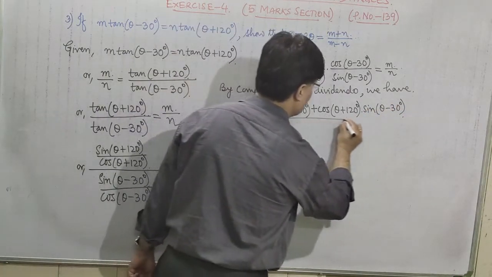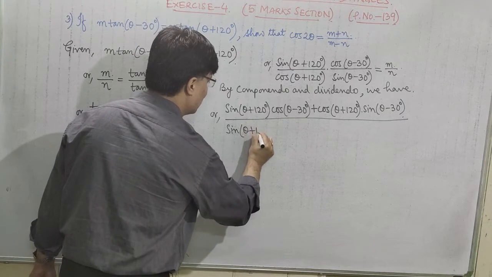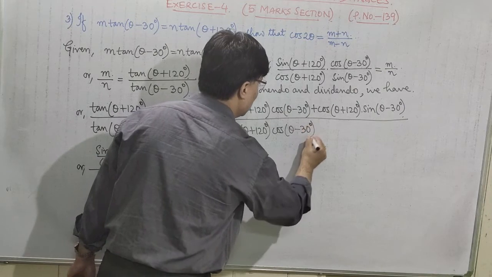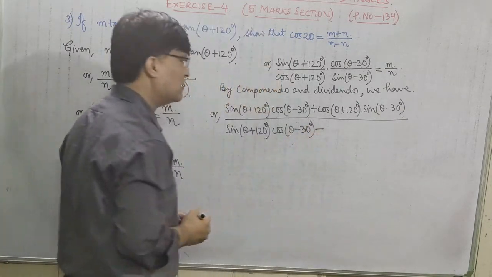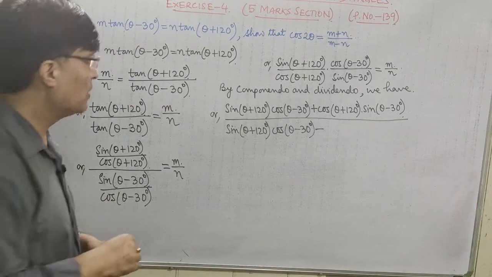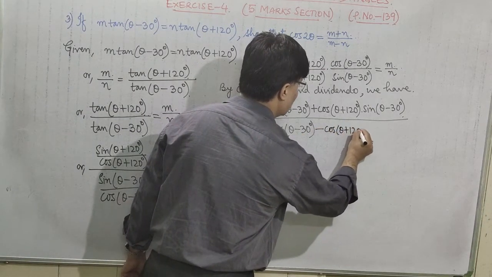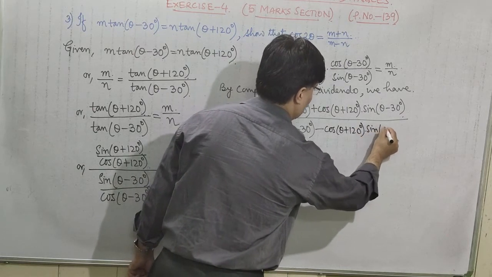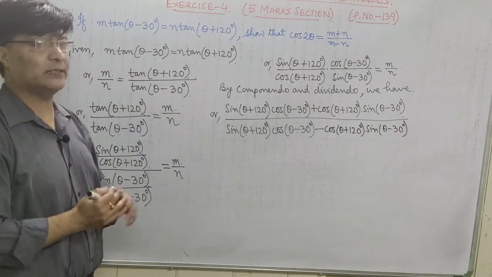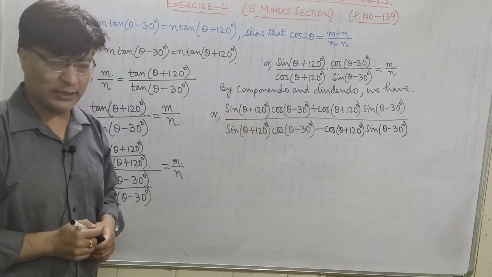This whole divided by numerator, that is sine theta plus 120 degree cos theta minus 30 degree, then minus, what do we write now? Minus, you have to write down the denominator. So what is the denominator in this case? It is cos theta plus 120 degree into sine theta minus 30 degree. That is, on the left hand side, it is numerator plus denominator divided by numerator minus denominator.